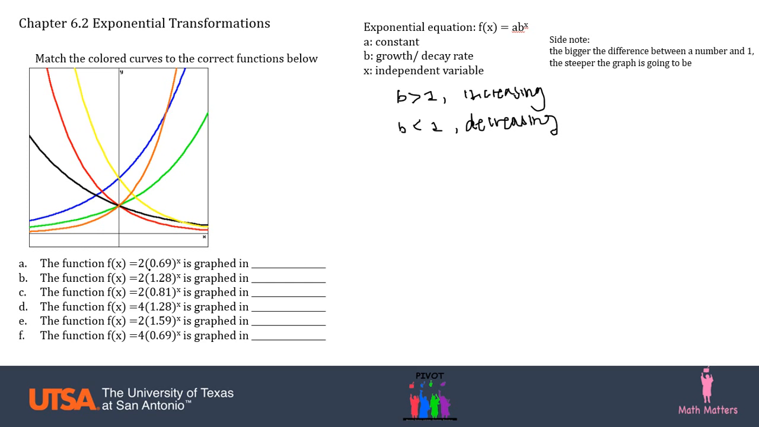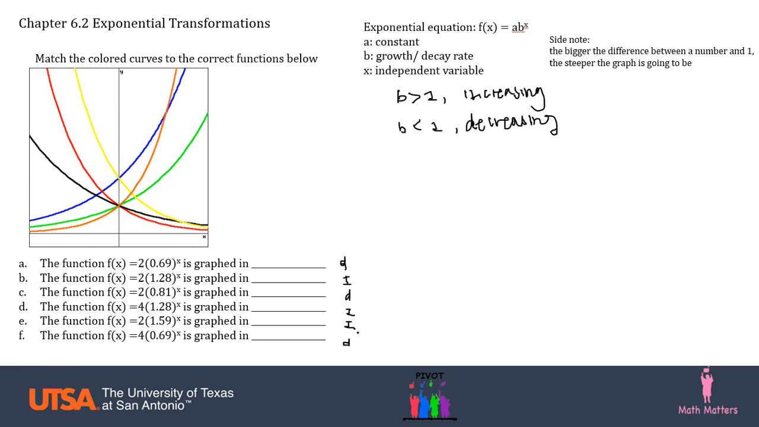So, for function a, your b is 0.69, which is less than 1, so this is going to be decreasing. And for part b, your b is 1.28, which is greater than 1, that's going to be increasing. And c is decreasing, d is increasing, e is also increasing, and f is decreasing.